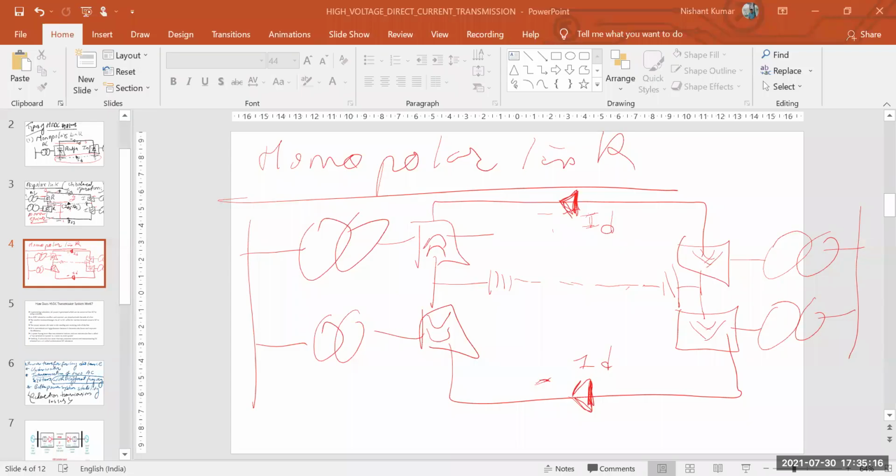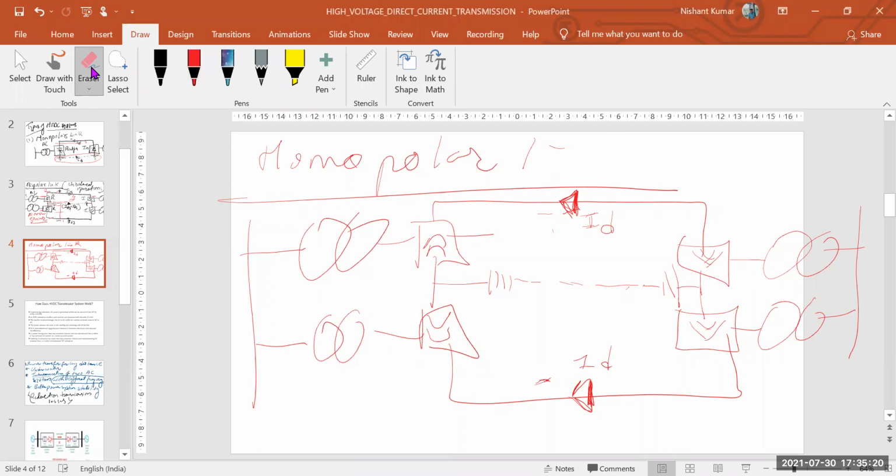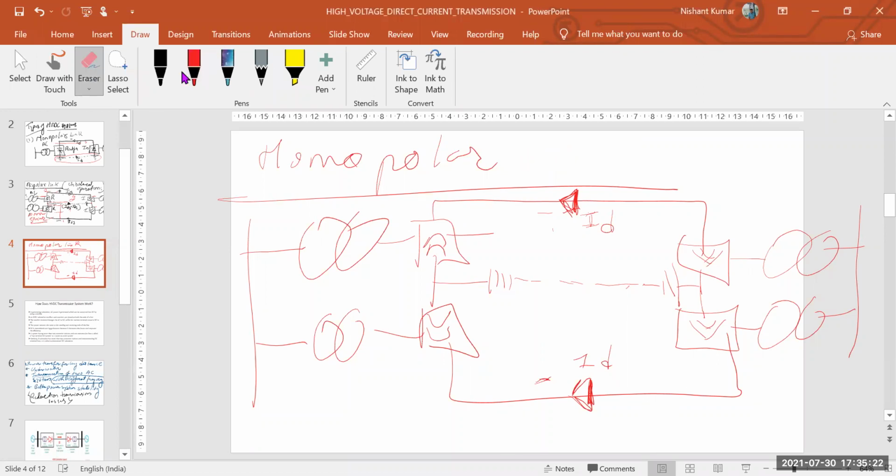So this is the difference between them. Everything is the same, the connectivity is the same, only the conductor polarity gets changed. In bipolar, we have one positive polarity conductor and one negative polarity conductor, whereas in homopolar both conductor polarities are negative.